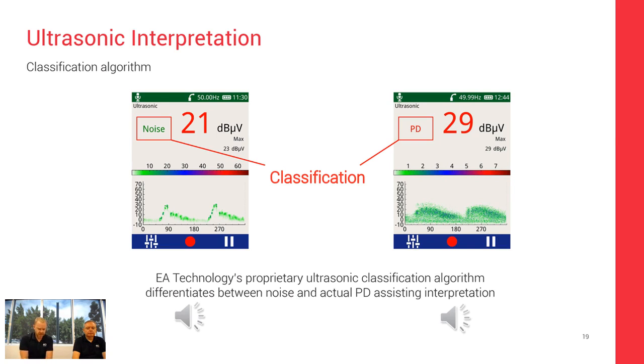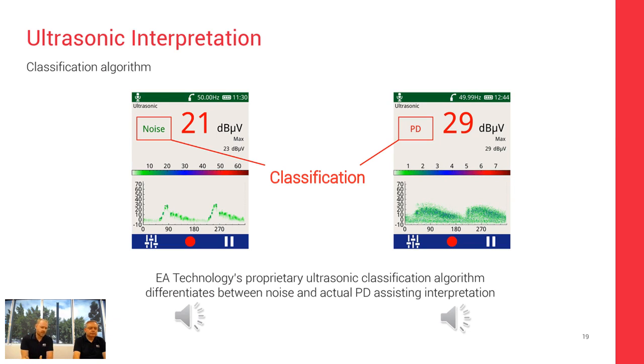You'll also get a decibel output. On the left there, we have 21 decibel microvolts. On the right, we have 29 decibel microvolts, and that's the amplitude of the sound. You also get a phase resolved partial discharge pattern, and that's what those two green patterns on the left and the right are.